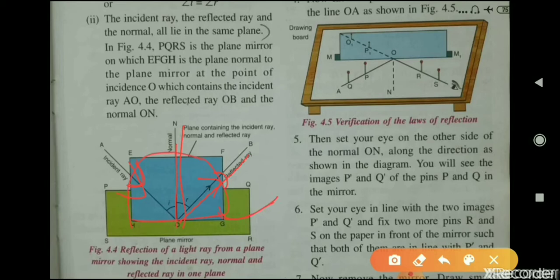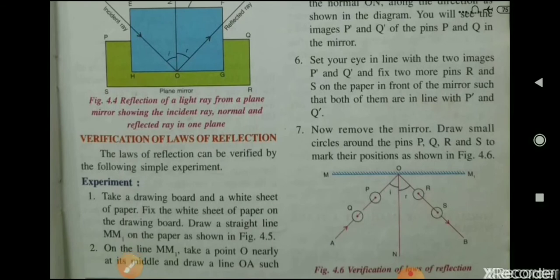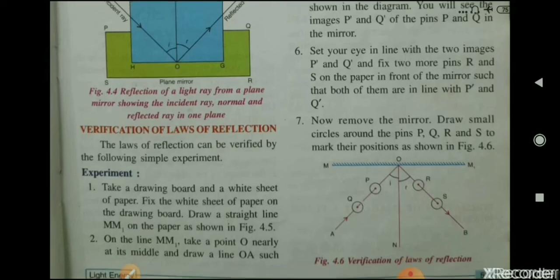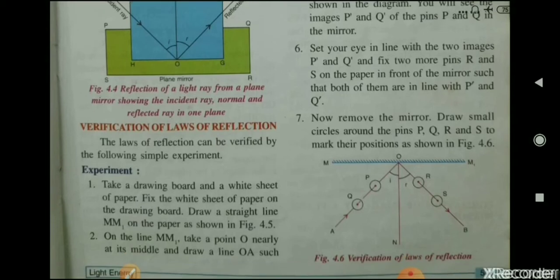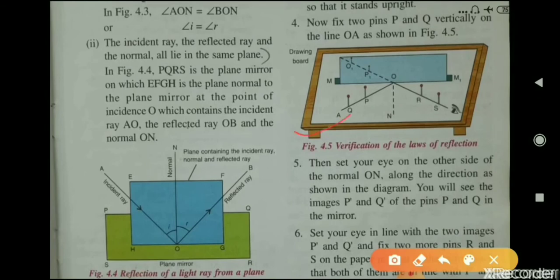Now, verification of laws of reflection. The laws of reflection can be verified by a simple experiment. First, take a drawing board and a white sheet of paper, and fix that sheet of paper on the drawing board. Now draw a straight line MM' on the paper as shown in figure 4.5. You can see here, this is a drawing board and this is a mirror. MM' is the line on which the mirror is fixed.